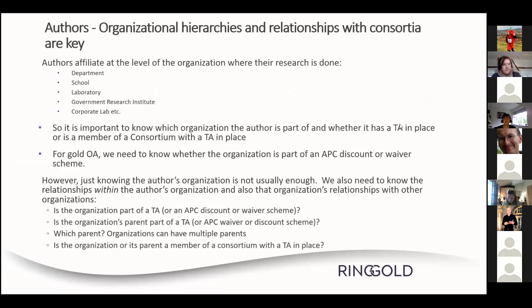So I'm going to say a little bit about authors, because authors affiliate at the level of the organisation where they do their research. It could be a department or a school, a laboratory or a government research institute. So it's very important to know which organisation the author's part of, and whether it has a transformative agreement in place or is a member of a consortium with a transformative agreement in place. And similarly for Gold Open Access, we need to know whether that organisation's part of a waiver or discount scheme. But just knowing the author's organisation is not usually enough. We also need to know about the relationships within the author's organisation, who it's linked to, and also the relationship with other organisations. So, for example, is the organisation of the author part of a transformative agreement or an APC discount or waiver scheme?